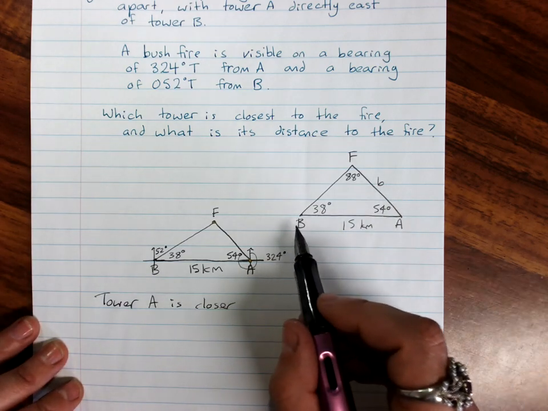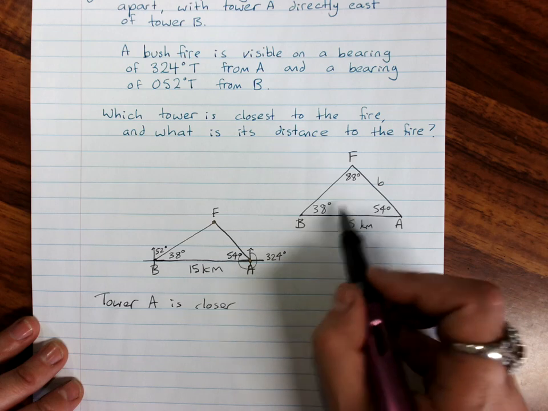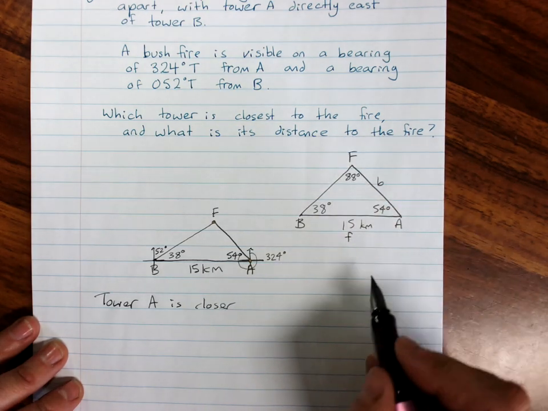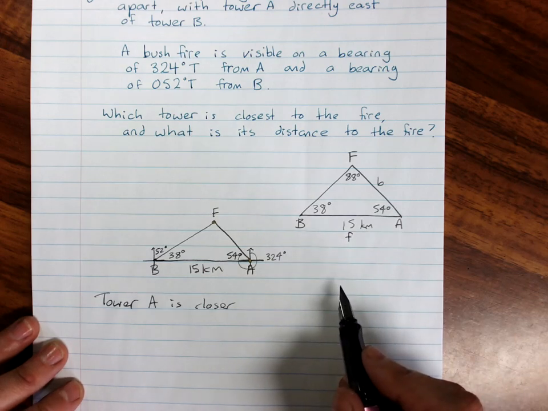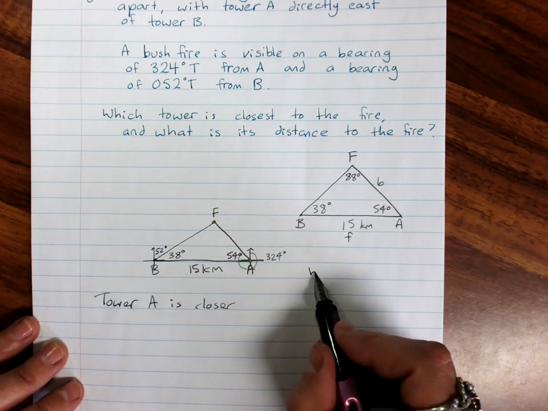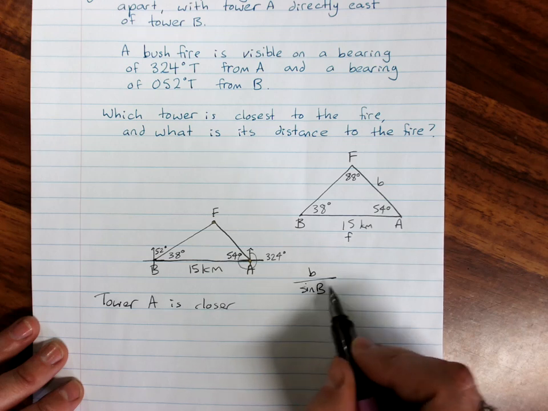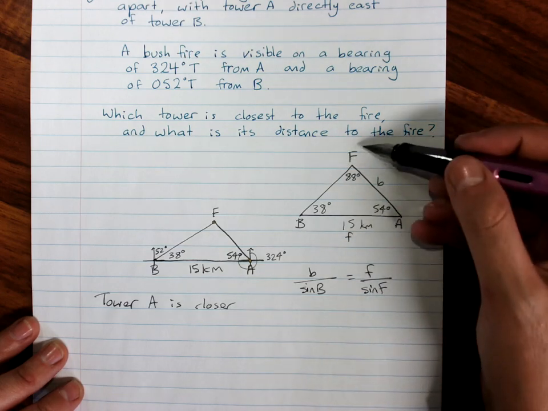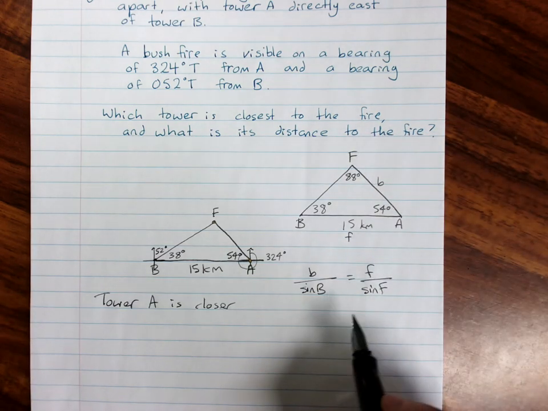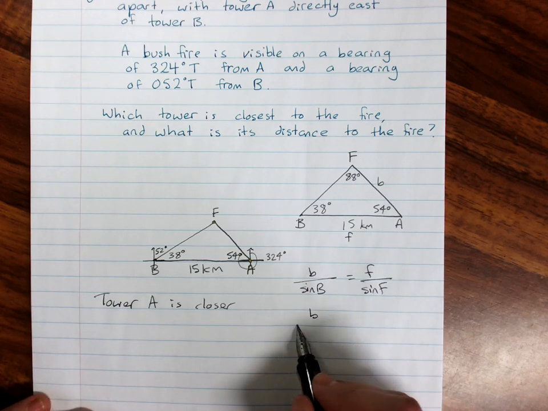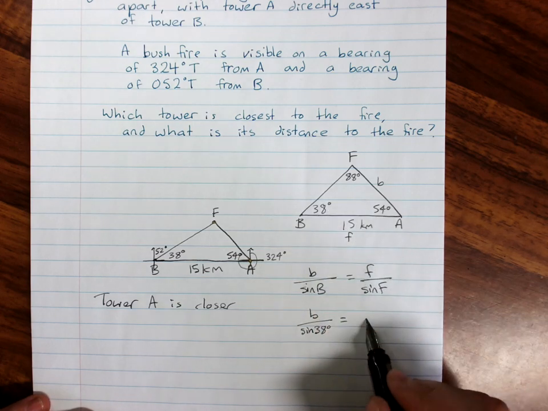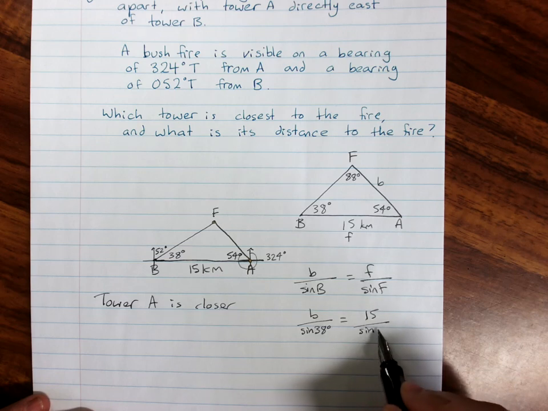So we label our triangle. I've got angle B and side B, angle F, so I need that now, and side F. So I want to find side B, that means it's B over sine B equals F over sine F. You could have called this C if you wanted to, that's okay. Substitute your values. B over sine of 38 degrees is 15 over sine of 88.